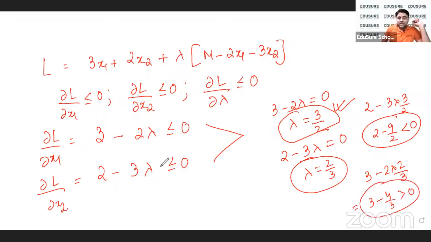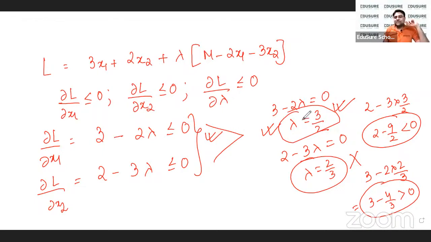So if lambda is equal to 2 by 3, the second equation becomes equal to 0, but the first equation becomes positive. And if lambda is equal to 3 by 2, the first equation becomes equal to 0 and the second equation is negative. So lambda equal to 3 by 2 will satisfy both these equations. Lambda equal to 2 by 3 will not satisfy the first equation. It will come out to be positive. Hence, lambda equal to 3 by 2 has to be the answer.